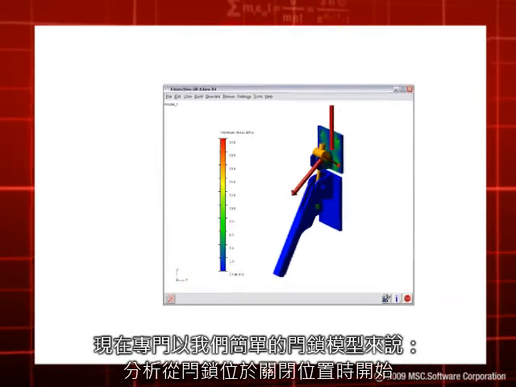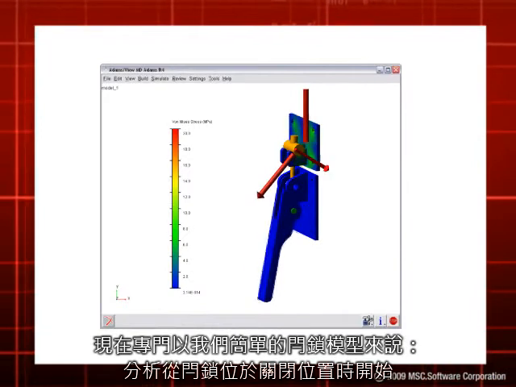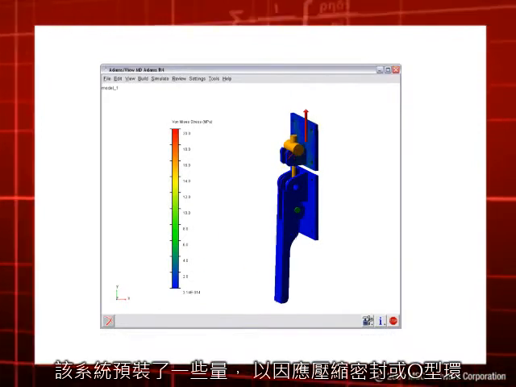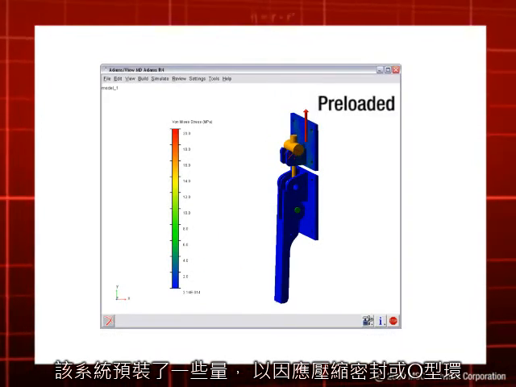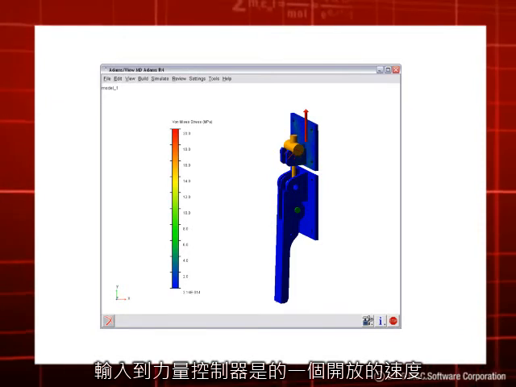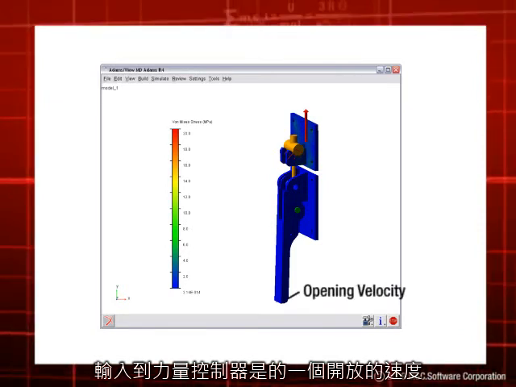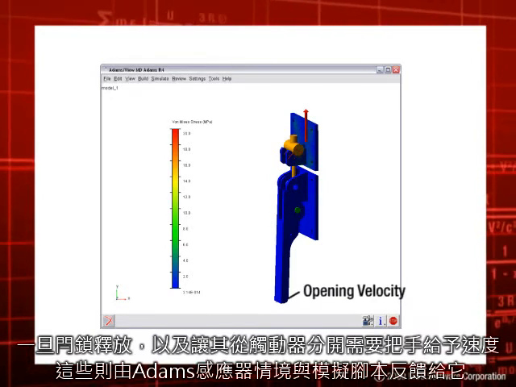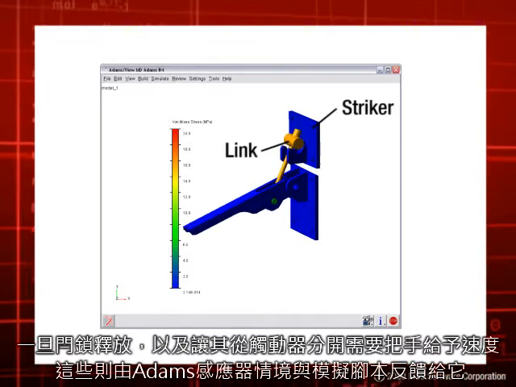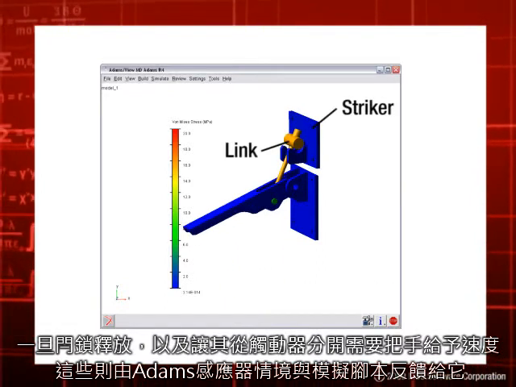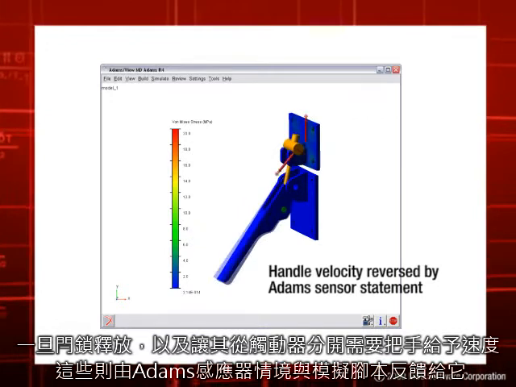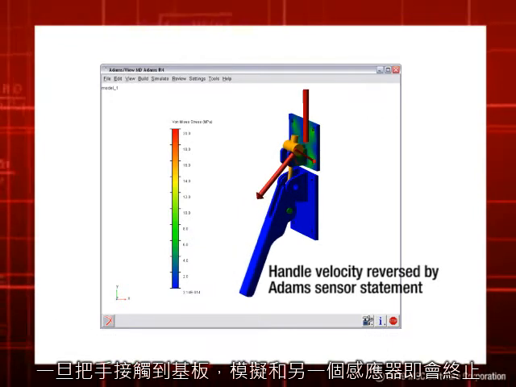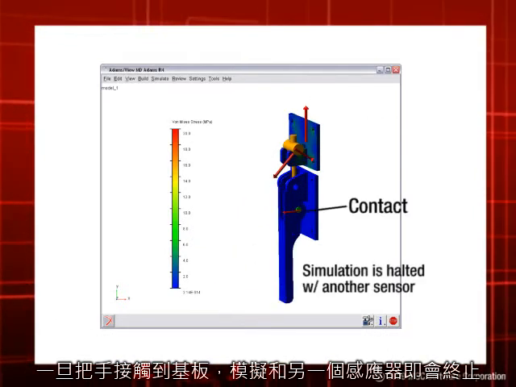Specifically for our simple latch model, the analysis starts with the latch in the closed position. The system is preloaded by some amount due to compression of seals or O-rings. The input to the force controller is an opening velocity. Once the latch is released and the link separates from the striker by a set amount, the desired handle velocity is reversed by an Adams sensor statement and a simulation script. Once the handle contacts the base plate, the simulation is halted with another sensor.